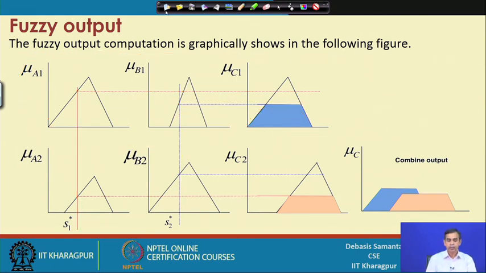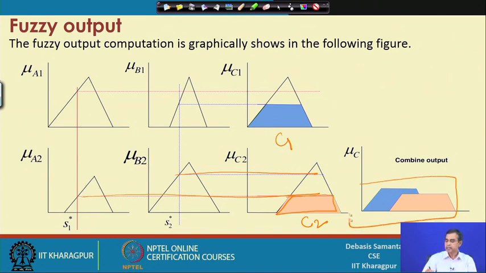Similarly for rule 2, again these are the inputs corresponding to the fuzzy states, and if we take the minimum of these two, then this is the minimum. So this is the output C1 and this is the output C2. If we plot both outputs onto the same graph, the resultant output will look like this, which is shown here. The defuzzification of this output can be obtained using either the COG method or the COS method, and we will be able to obtain the crisp output from this.